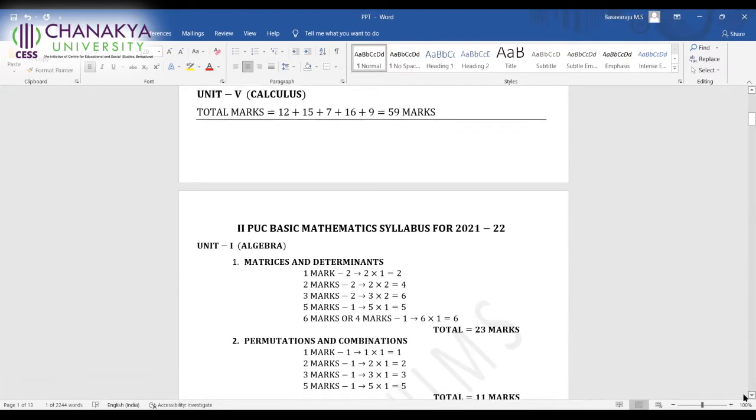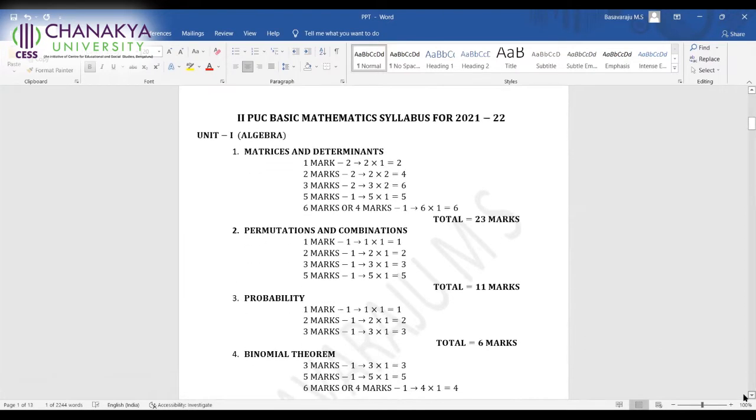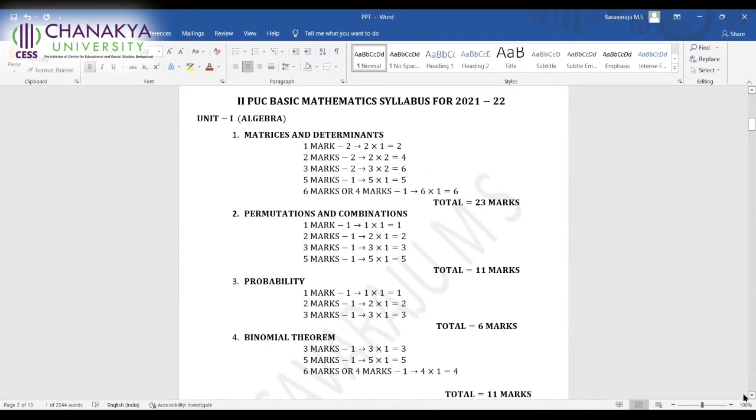Next, the third aspect: I have divided each unit, that is unit 1, each chapter, by concentrating on 1 mark, 2 mark, 3 mark, 5 mark, and 6 mark questions. All these materials I will share with sir, and he will forward them to you. I am going to discuss only one unit. Take the example I mentioned on the screen, the chapter matrices and determinants. You are going to get 1 marker, 2 marker, 3 marker, 5 marker, and 6 marker questions in this chapter. There will be 2 questions of 1 mark, 2 questions of 2 marks, 2 questions of 3 marks, 1 question of 5 marks, and 1 problem of 6 marks.